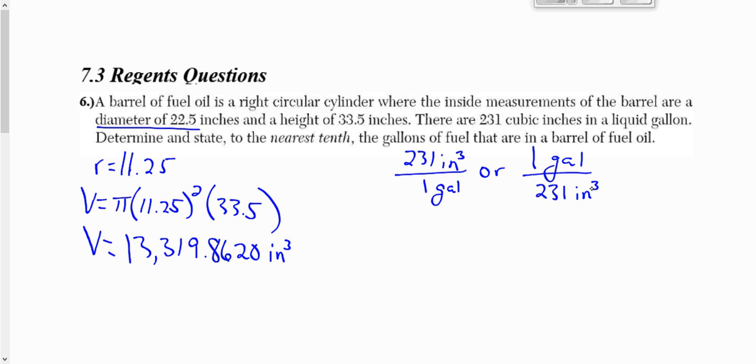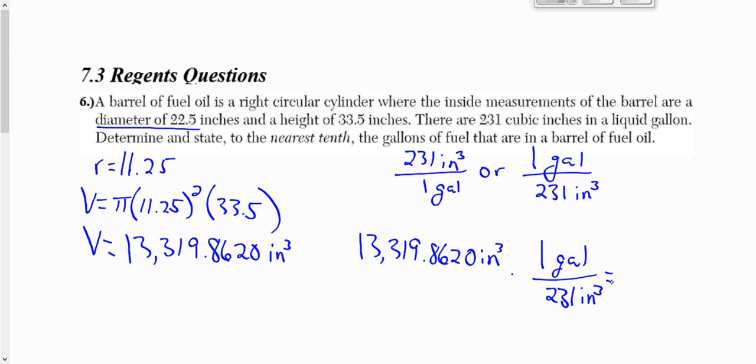So what I do is 13,319.8620 cubic inches. I keep my units in here, multiplied by this ratio, 1 gallon over 231 inches cubed. Now these are top and bottom, so they cancel. The inches cubed goes away. What unit is left? Gallons. And in my calculator, the bottom of a fraction always means to divide. So if you wonder whether to multiply or divide, this happens automatically. I just take that number in my calculator and divide it by that one.